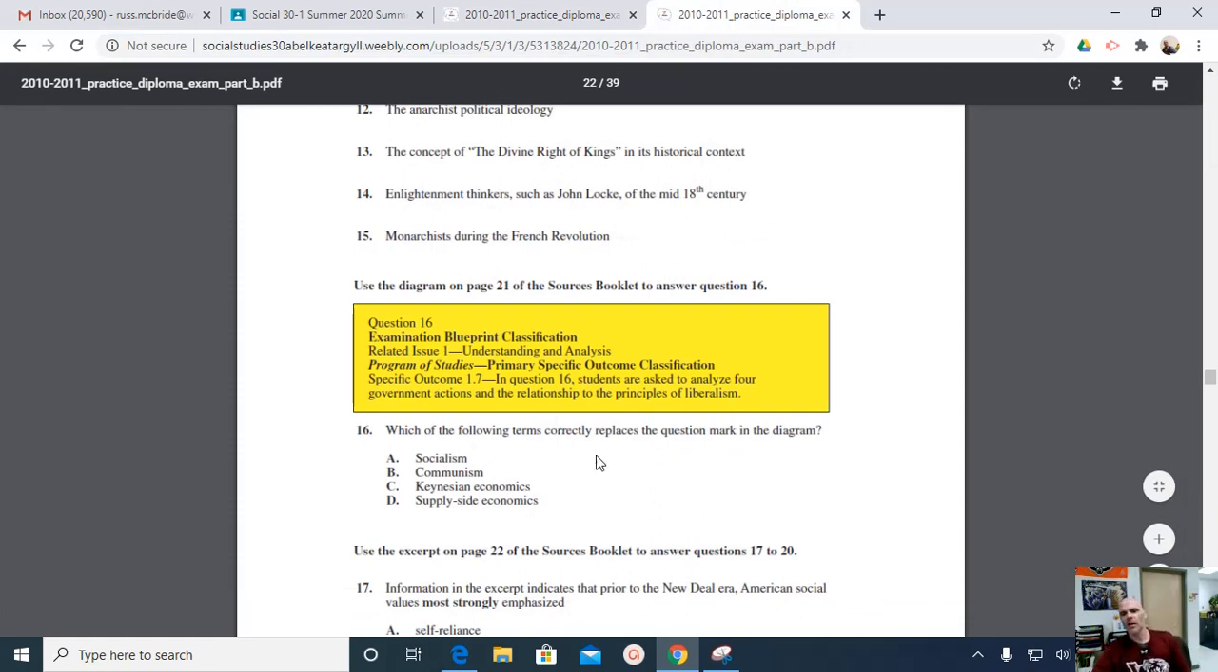Which of the following terms correctly replaces the thing in the middle, while Reagan is a supply-side economist or leader promoting supply-side economics. I'm going to go with D on that.